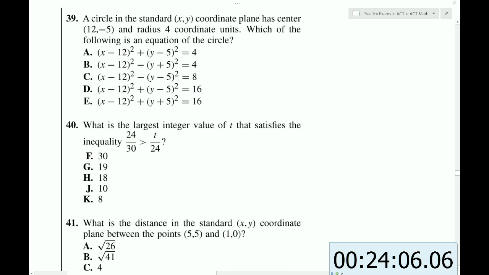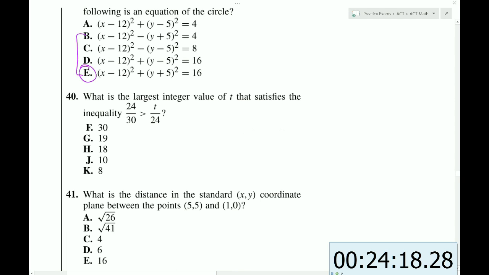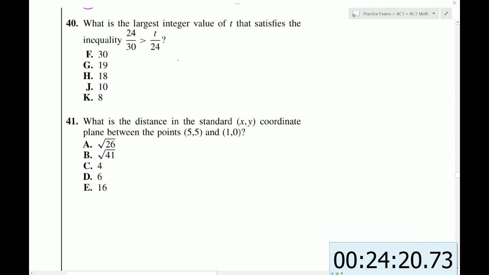Alright, circle has a center here, radius here. What is the equation? So we need to take the opposite of this, so negative 12 and positive 5. So positive 5. And then we need r squared on the other side. What is the largest integer value of t that satisfies this?